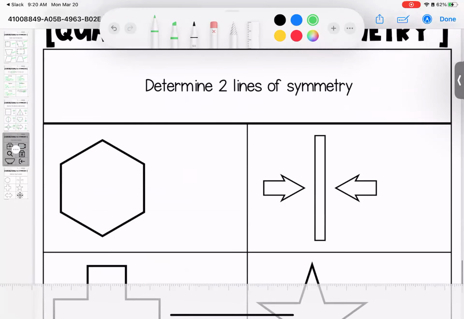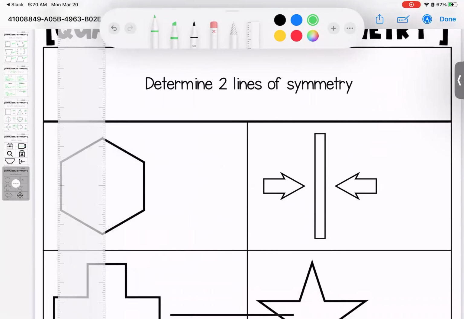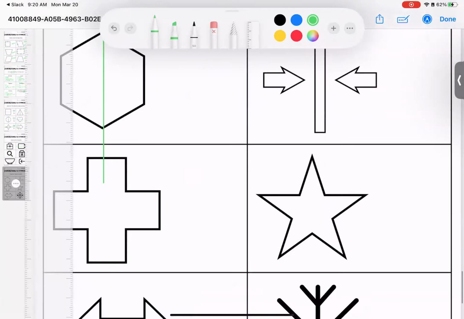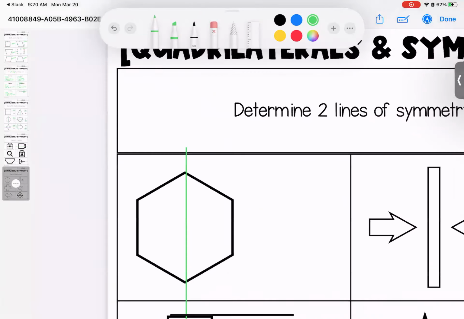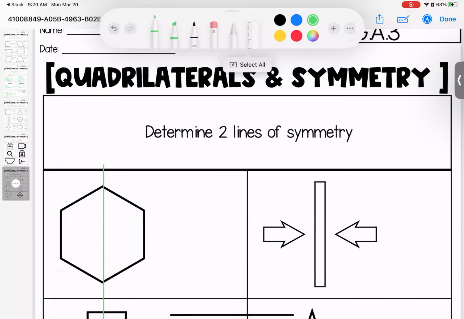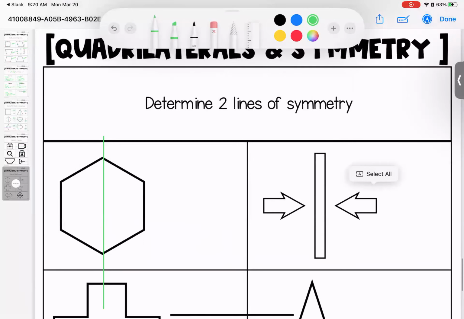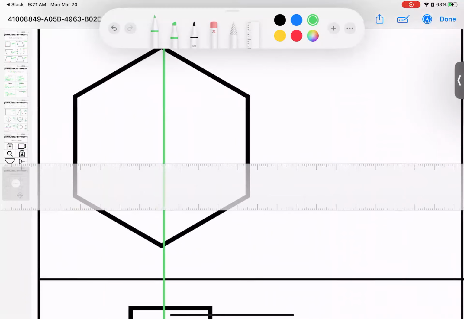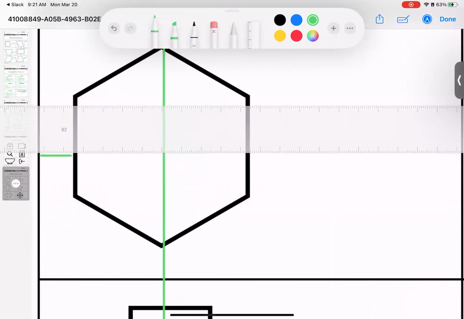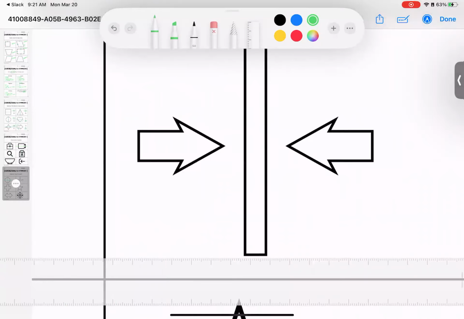Looking at page 4, I asked you to draw 2 lines of symmetry. So let's take a look at a couple. For this one, we could do right down this way. Whoa, let me make you bigger. And did I lose my ruler? I did. My ruler disappeared. There it is. Okay. Let's see if I can make that bigger. Perfect. And then right through the center that way. Both of those would be lines of symmetry.